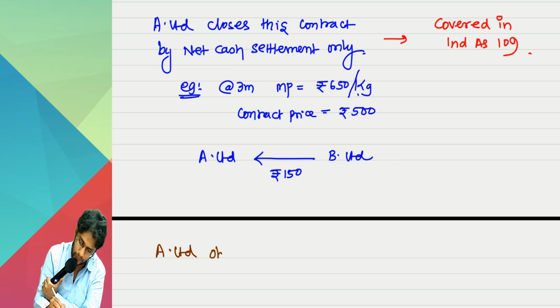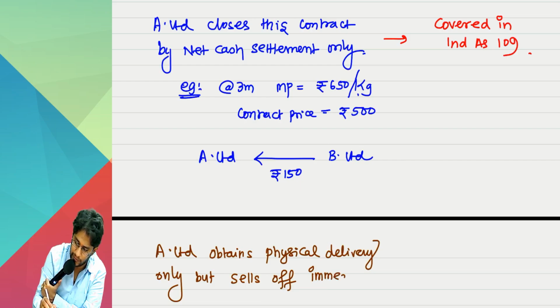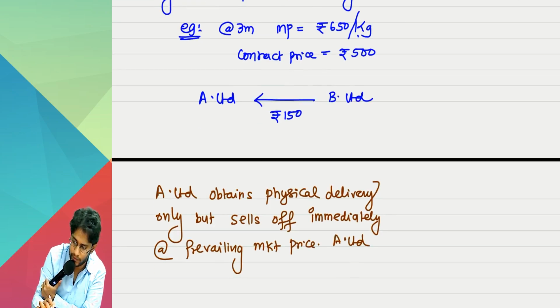A Limited obtains physical delivery only, but sells off immediately at the prevailing market price. A Limited is not involved in the copper business.